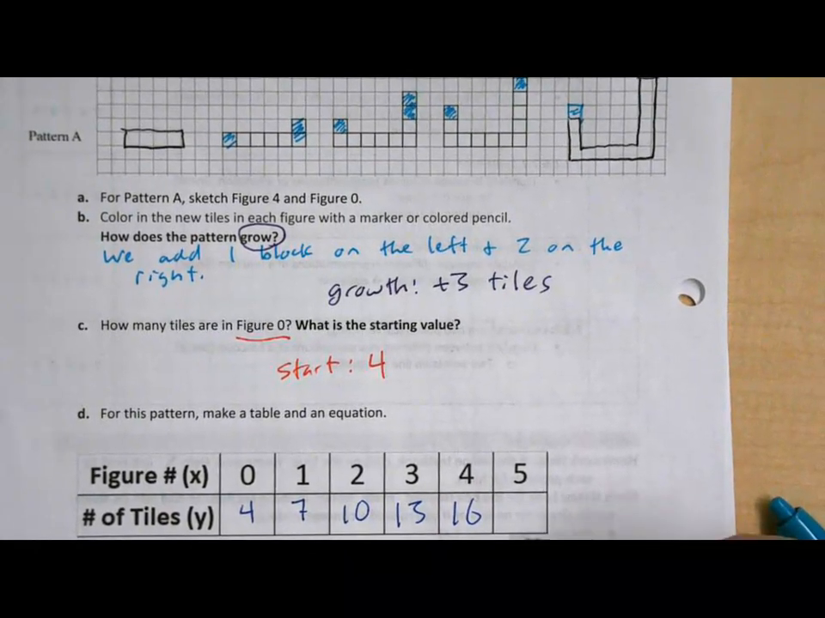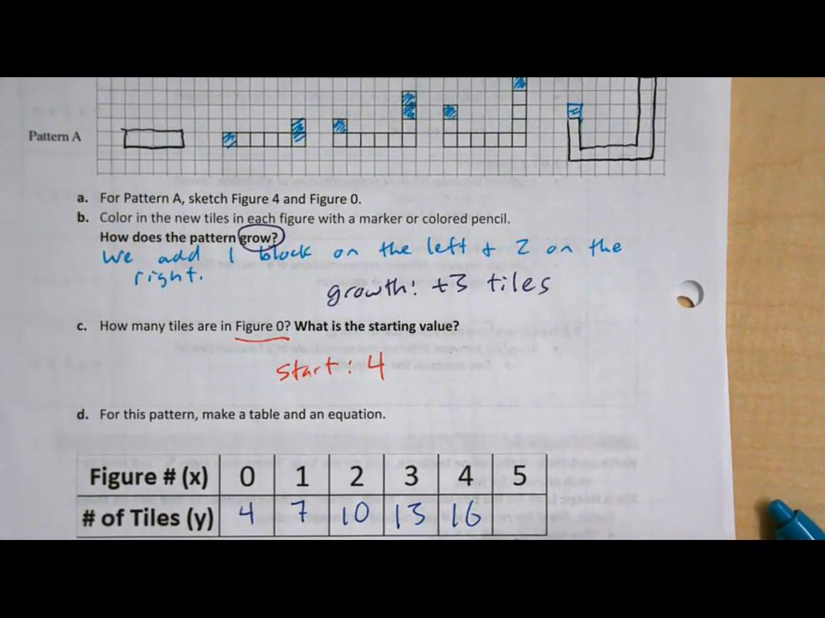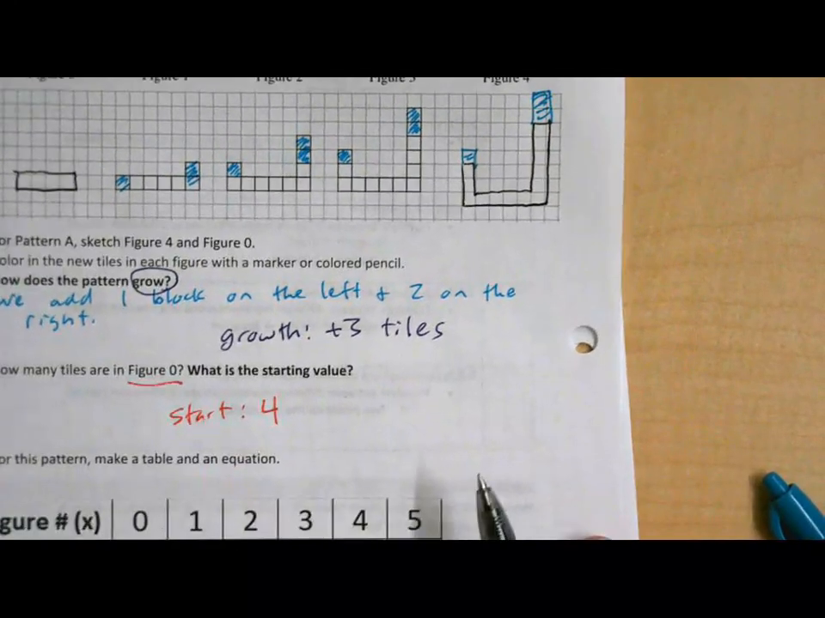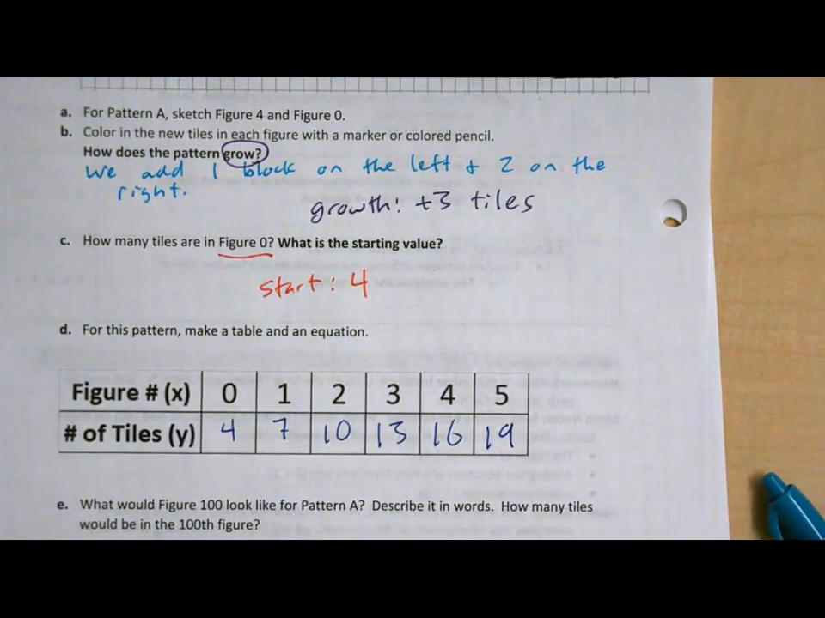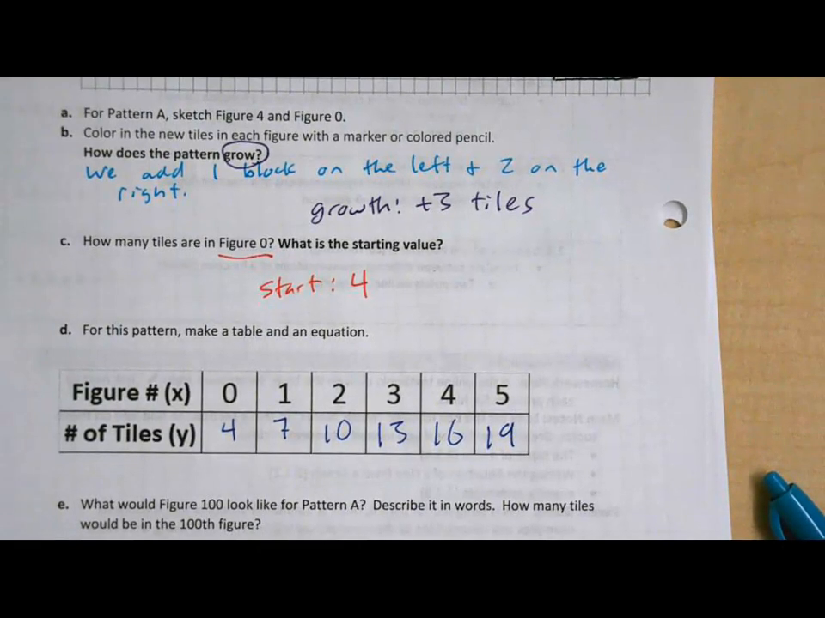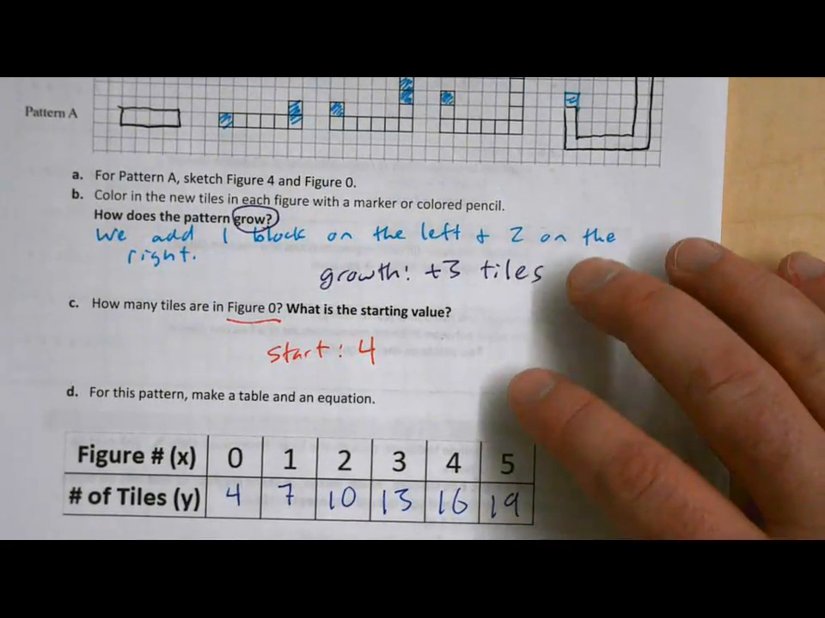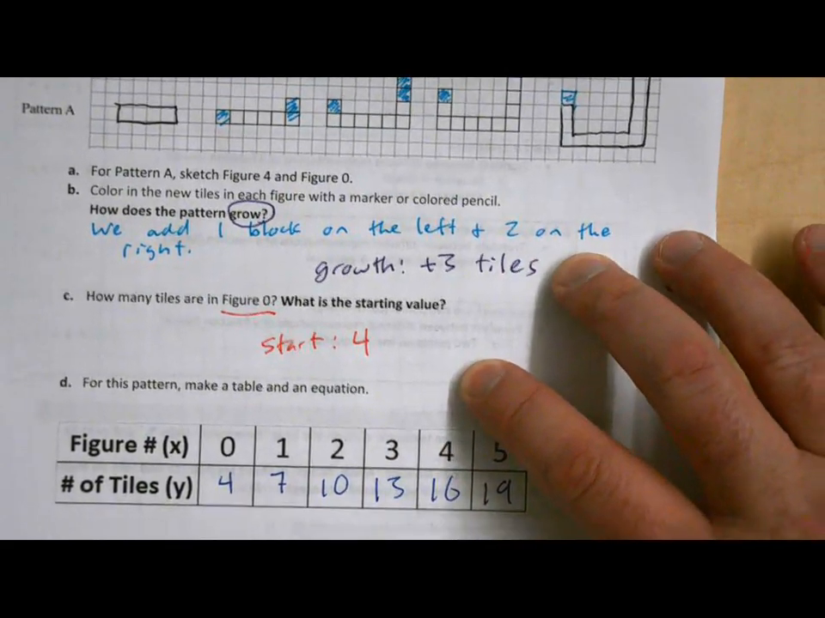We don't even have figure 5 in front of us, but we know by the pattern that we've been given so far that if we did have a figure 5 and we did count up all the tiles, we would have plus 3. Another 3 would get us to 19. Okay, so we've got our situation. Our situation tells us about the growth and the starting value, and now we've got our table.